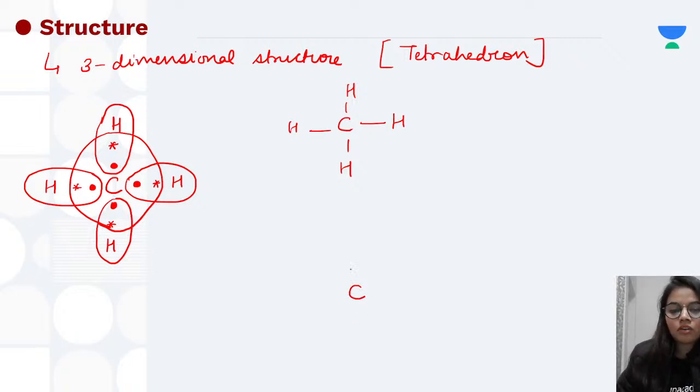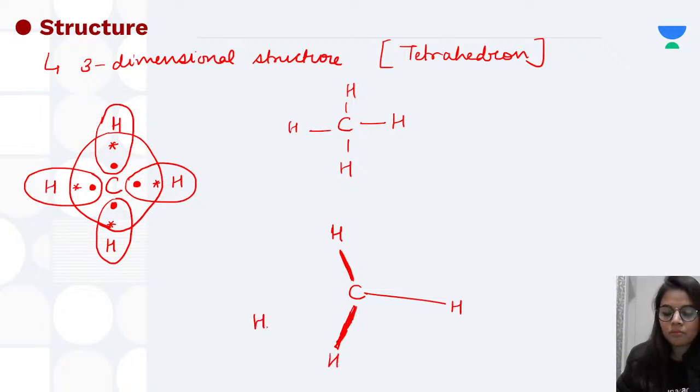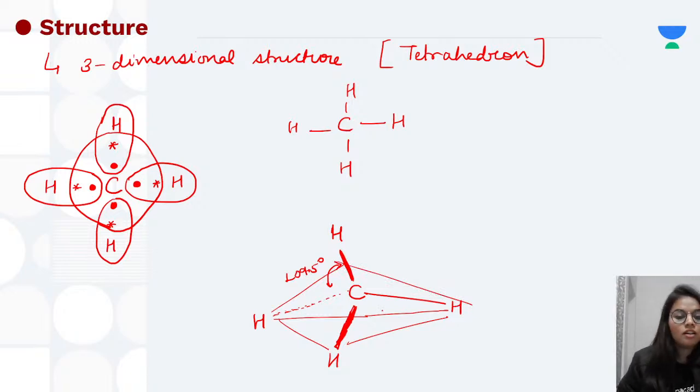So we have one carbon over here, then this is hydrogen, this is hydrogen, then again we have this hydrogen over here, and one hydrogen at the back, which is shown somewhat like this. And this particular angle is approximately 109.5 degrees. This structure therefore becomes a tetrahedron structure. When we join the hydrogens, we will get a basic tetrahedron structure. So I hope the structure is very much clear to you.